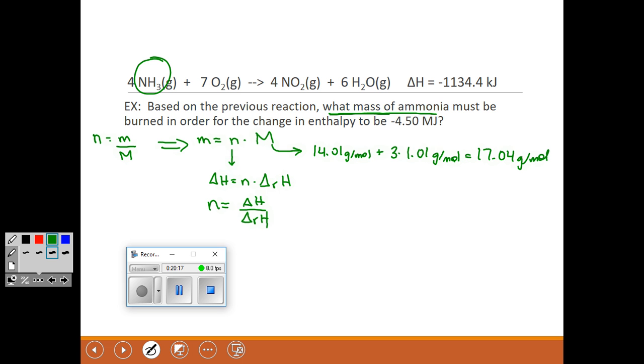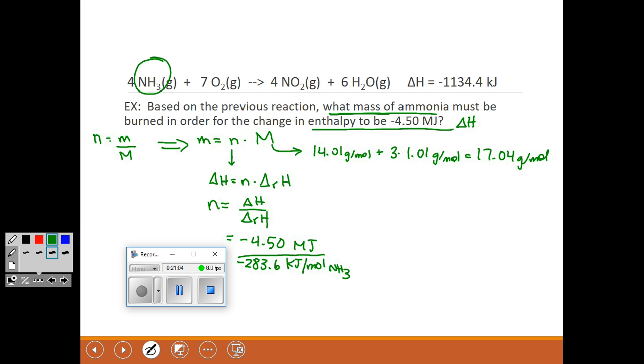So to rearrange that formula, I divided both sides by delta rH, and that essentially moved it to the other side. So if I want to know the number of moles, I'm going to take the enthalpy change in kilojoules and divide it by the molar enthalpy in kilojoules per mole. Here's the enthalpy change, my delta H, and I already calculated the molar enthalpy in the first part of this question. So, negative 4.50 megajoules divided by negative 283.6 kilojoules per mole of NH3.